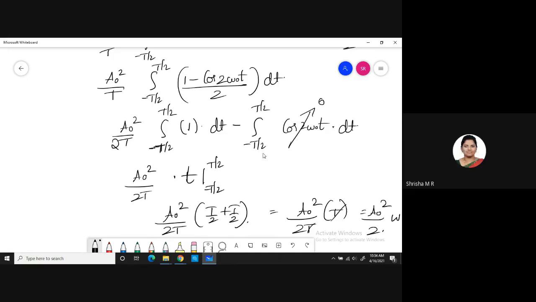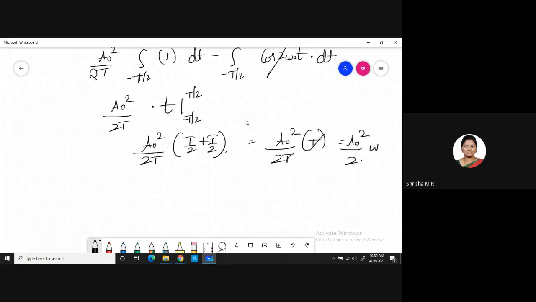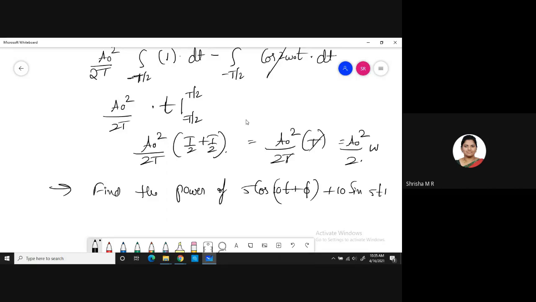So I'll give you one problem with sine and cos, and I will solve non-periodic signals also to find power. That unit step I had told you yesterday, I'll solve that. So find the power of 5 cos(10t plus phi) plus 10 sin(phi t plus phi). So what is the power of this signal? This is a composite signal, just for your reference. So this is the first part and this is the second part.